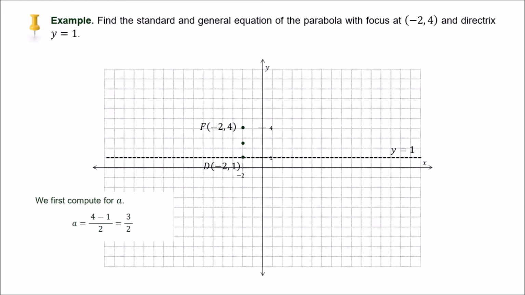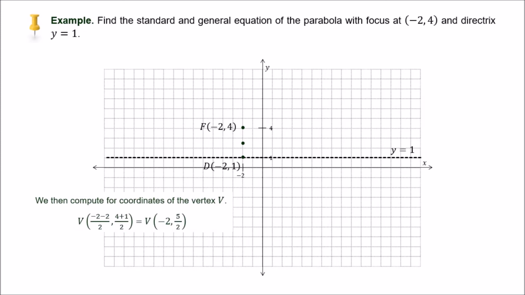Next is to compute for the coordinates of the vertex, since we'll be needing the coordinates of the vertex for deriving the standard equation. And since the vertex is halfway between F and D, we therefore compute for the coordinates of V using the midpoint formulas. By the midpoint formulas, we have negative 2 minus 2 all over 2 and 4 plus 1 all over 2, which results into negative 2 and 5 over 2.